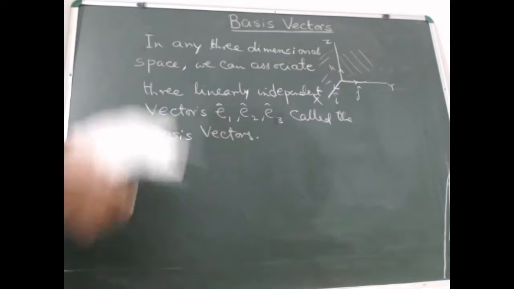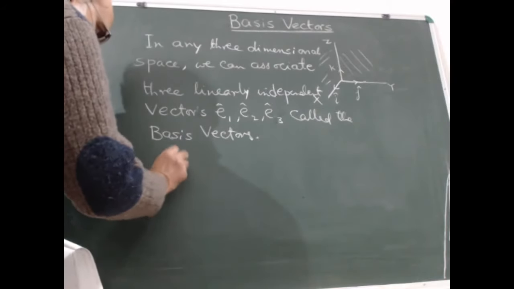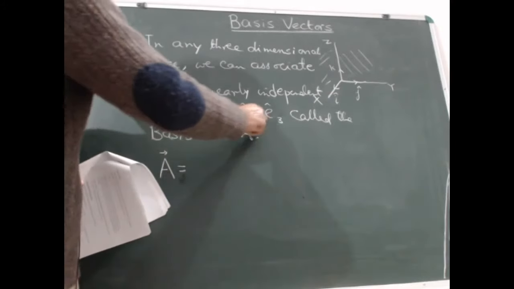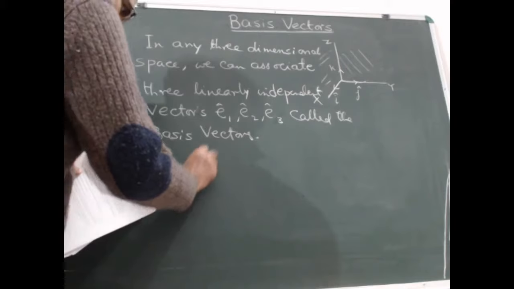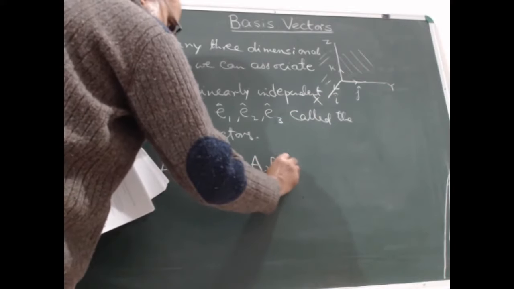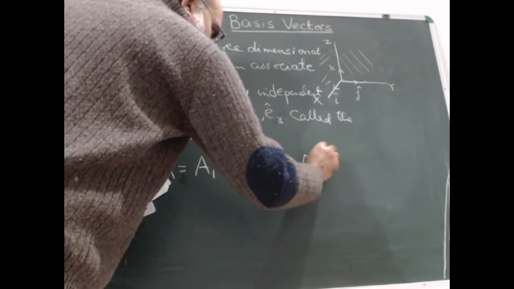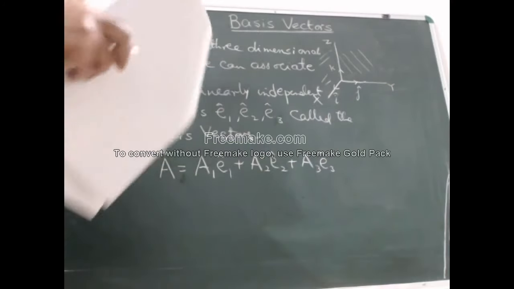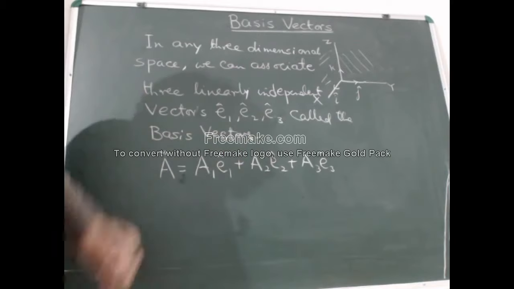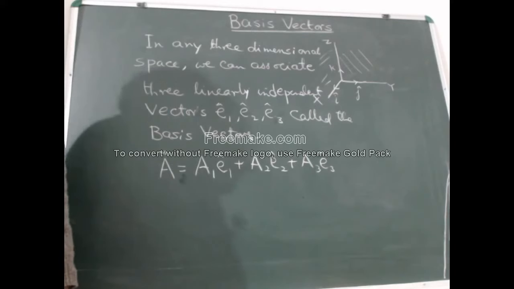Any vector A can be expanded in terms of the base vectors. Suppose the vector A is expanded in terms of the base vectors E1, E2, E3. So we can write A = A1 E1 + A2 E2 + A3 E3. A1, A2, A3 are the components along the base vectors E1, E2 and E3 respectively. In general curvilinear coordinates, base vectors and components vary from point to point.